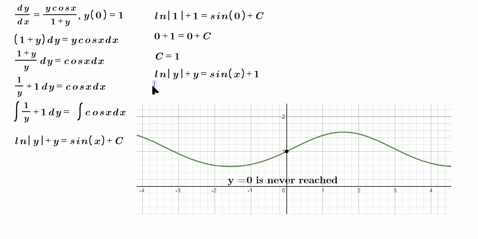Therefore, what we can do is simplify the solution by writing ln of y without the absolute value bars, plus y is equal to sine of x plus 1. That's another way to think about it.